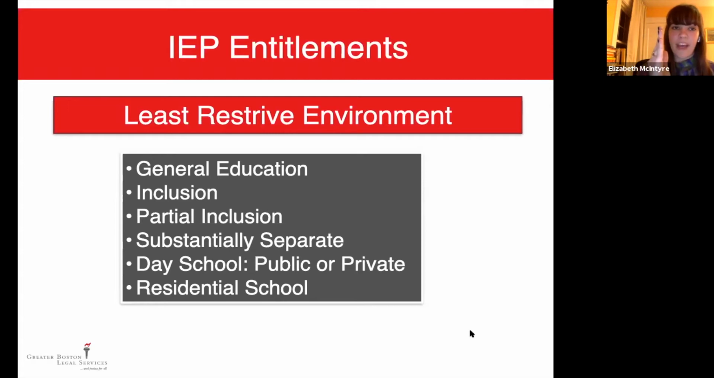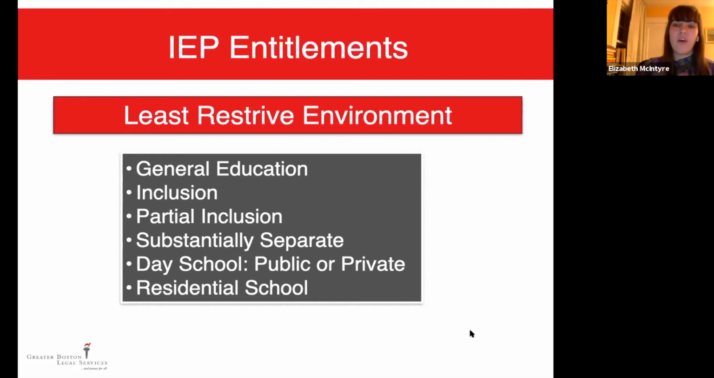Then we have a step up from that, which is called partial inclusion. This is when the student is in that type of classroom for some of the day, but is also in a smaller classroom for other parts of the day. So now we're going to talk about what the smaller classroom is. The smaller classroom is called a substantially separate classroom. So this is a classroom that is much smaller, typically, you know, maybe 7, 8, 9, 10, at the most 12 students, very few kids, all kids with disabilities.